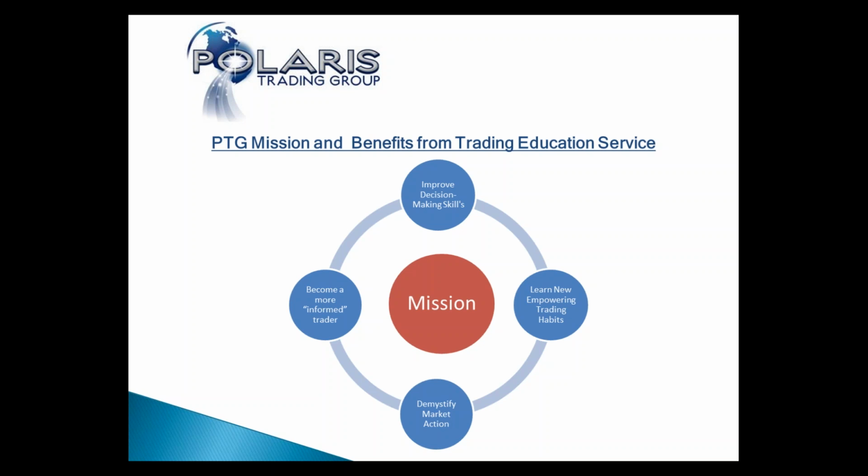That's very, very key. All four of these are key. I want to help demystify market action. There's a lot of misinformation about trading out there, and the market is not as mysterious as one may seem to think.